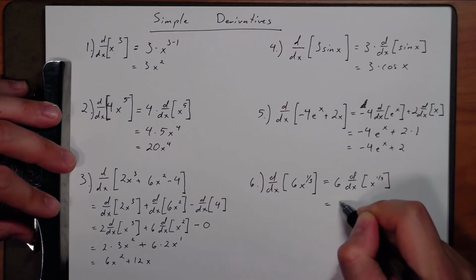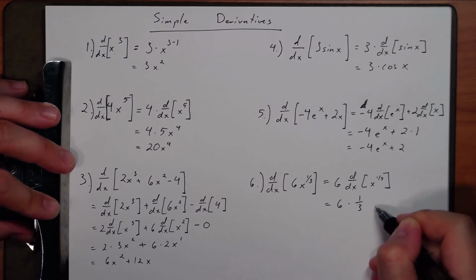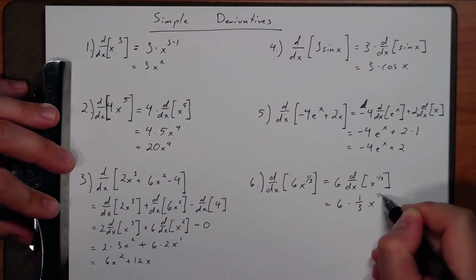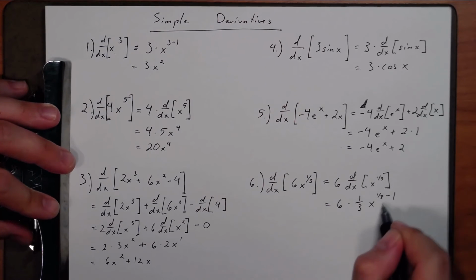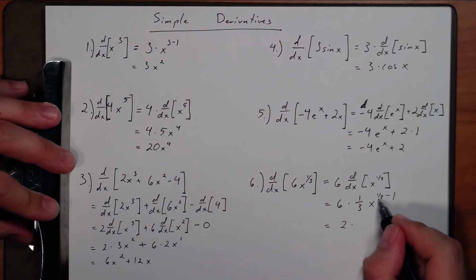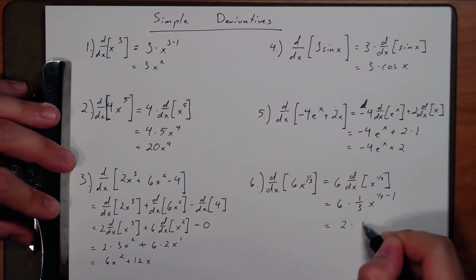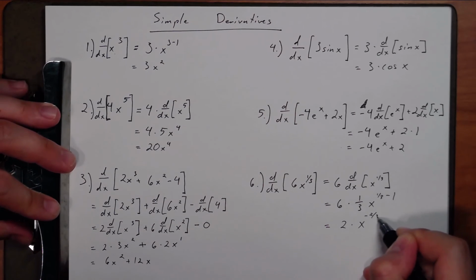I'll show all of these steps as well, where I take the current exponent to the front, and then write x to the 1/3 minus 1. 6 times the third is 2. x to the 1/3 minus 1. Take a second, think about that. -2/3.